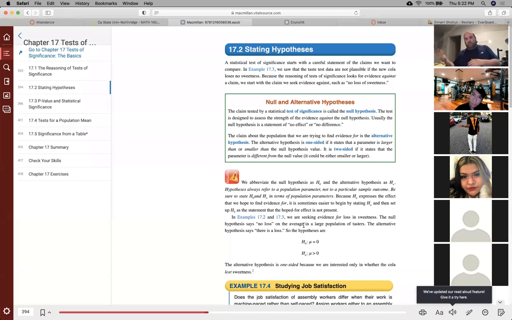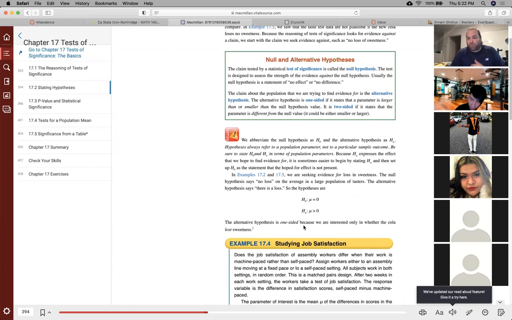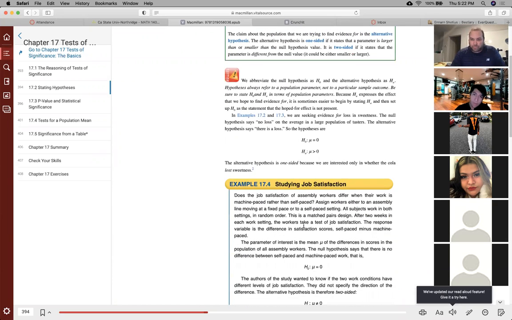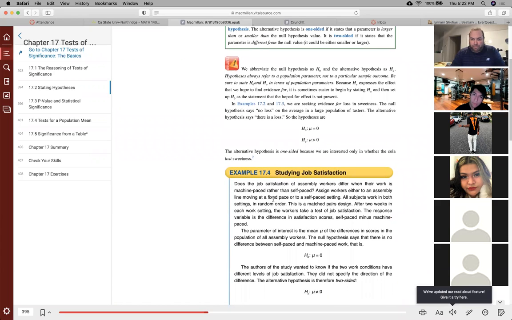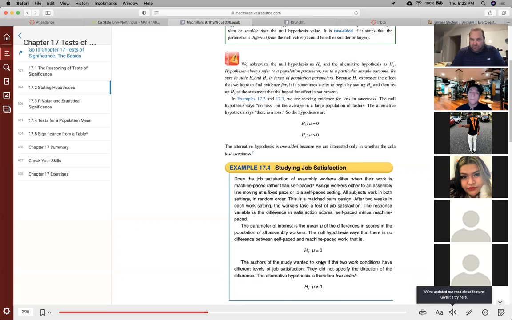So sometimes we're curious, is it greater? Sometimes we're curious if it's less. Sometimes it's two-sided, and we're curious if it's different. In every example, it'll be obvious or there'll be enough information for you to figure it out. Like this example here: does job satisfaction of assembly workers differ when their work is machine-paced rather than self-paced? Differ. Is it different? They don't say, is it better or worse? They say, is it different? So this will be a two-sided hypothesis test. Okay, does that make sense so far?